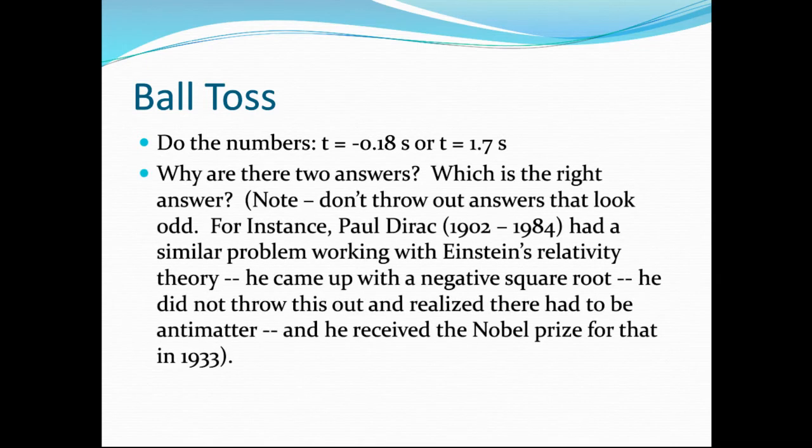Well, give you a little history. There was a famous scientist known as Dirac, Paul Dirac. He came up with these strange answers when he was doing his derivations, and he realized that he didn't throw away these answers. He realized they had meaning. And in fact, he came up with the idea of antimatter. He actually received a Nobel Prize for this. So don't throw away your answers, even though they don't initially make any sense. They may have physical meaning.